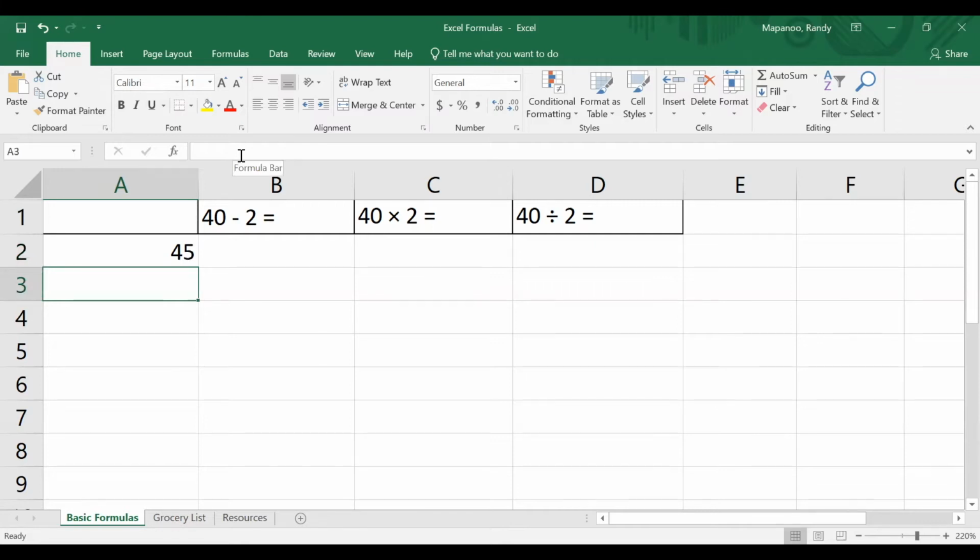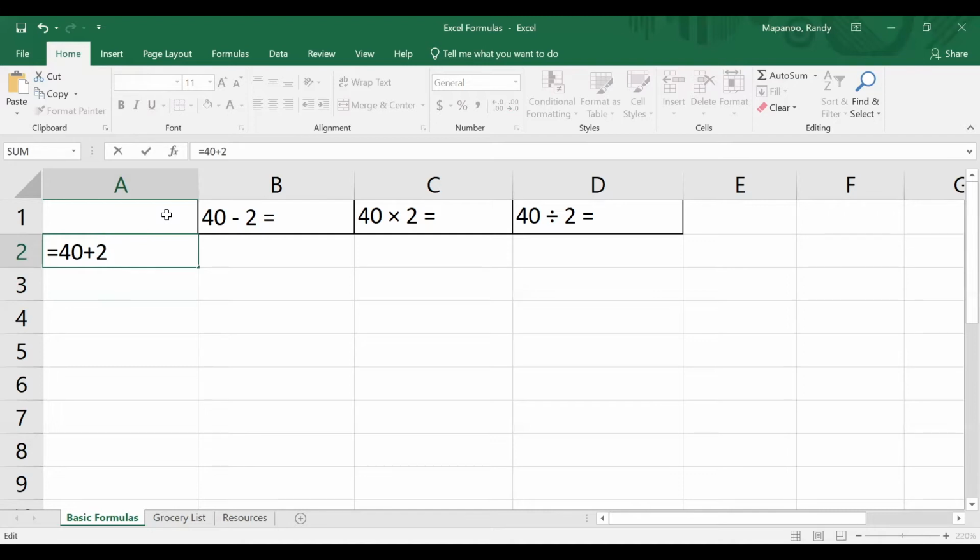Now, another way I can see the underlying formula is instead of clicking on this cell and then going to the formula bar, I could simply just double click into the cell, and there's my underlying formula. And I can also change it from here as well. So maybe I'll change it back to 40 plus 2 and hit enter.